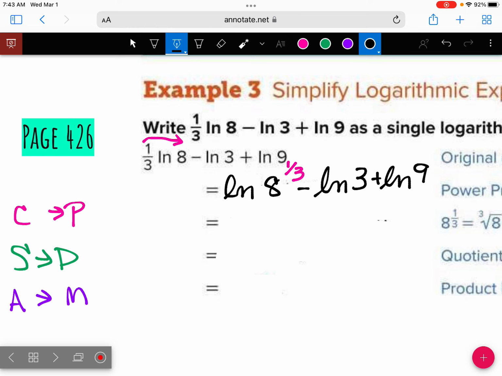We could simplify that. 8 to the 1/3. We could type that in the calculator. 8 to the power of 1/3. Oh, yeah, or the cube root of 8. So this is the same thing as the natural log of 2 minus the natural log of 3 plus the natural log of 9.